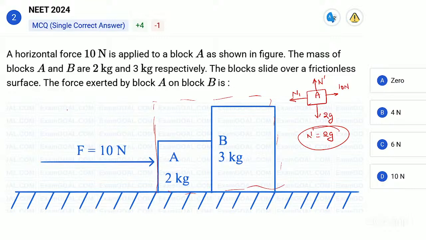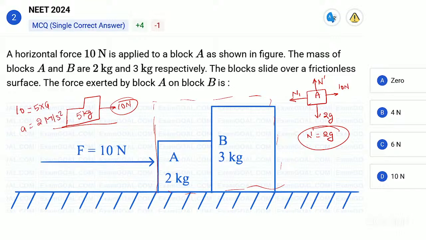So in this system, there is a combined block of 5 kg weight, and this will experience a 10 Newton external force. So what is the acceleration of this block? F is equal to ma, 10 equals 5 into a. So acceleration will become 2 meter per second square. Why haven't we counted this internal reaction? Because these are the internal forces. These are balanced out. This is equal to this. So they will play no role in this.